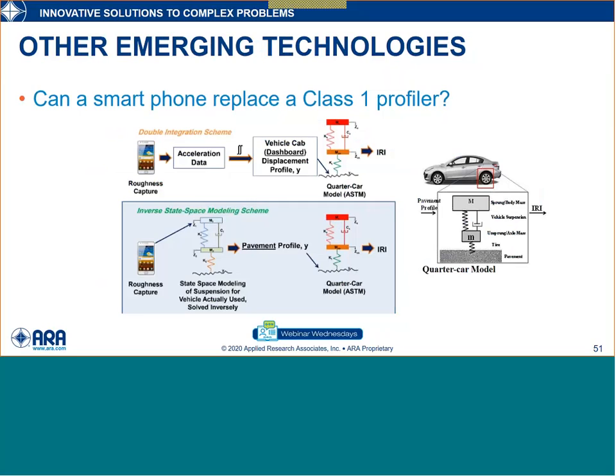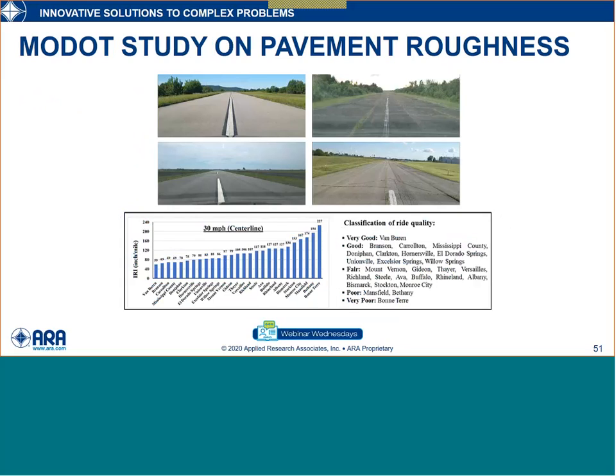Last item, this is not research that's going on at the FAA, but I find it really exciting. I wanted to bring it to your attention. I'll pose you the question, can the accelerometer in a smartphone replace a Class 1 profiler? So ARA has been doing a lot of research on this, particularly in the land side, looking at crowdsourcing data collection that have people being able to collect IRI data in real time on their roads. We had an opportunity to evaluate that on airports under a research study with Missouri Department of Transportation.